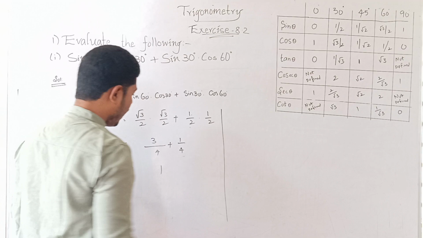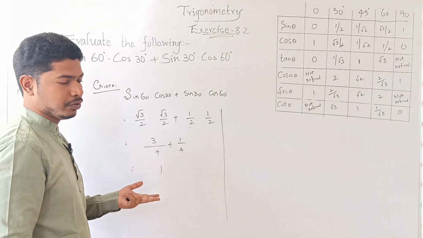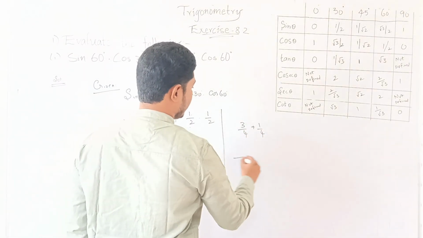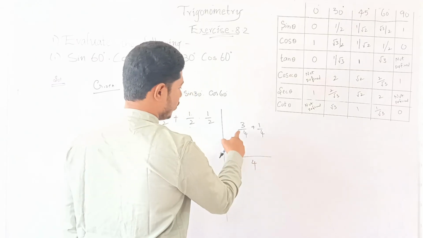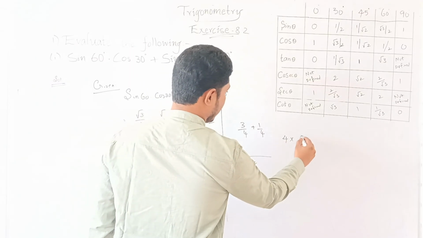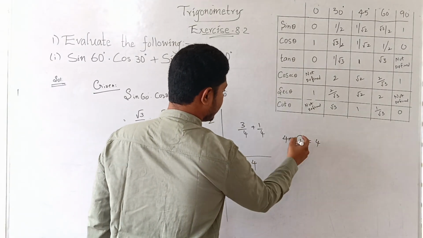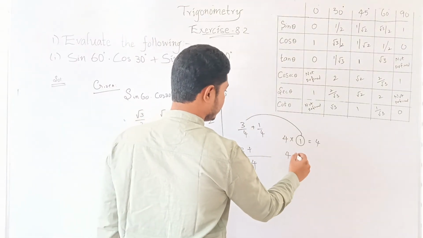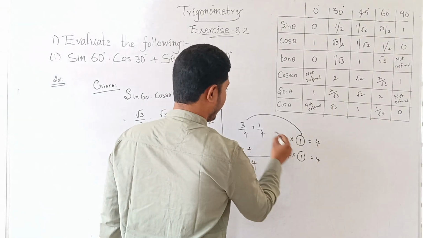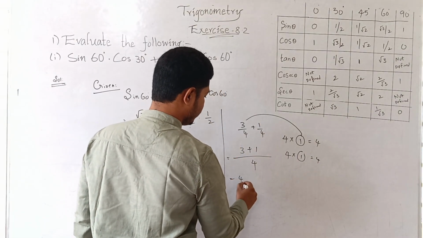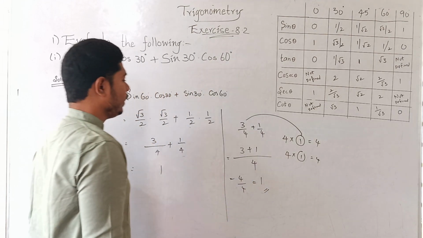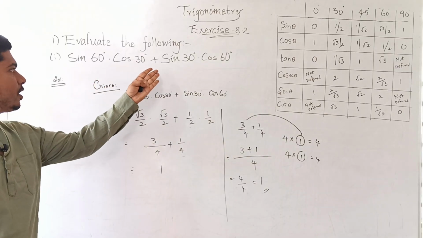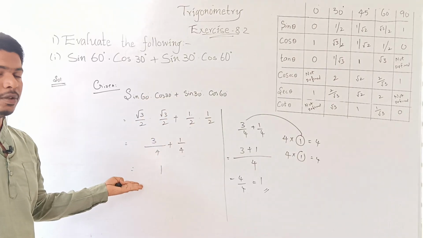See how 3 by 4 plus 1 by 4 is equal to 1, simple. Here it is 3 by 4 and 1 by 4. The LCM of 4 and 4 is 4. How many times do we calculate for 4? 1. This 1 into 3, 3. Plus again, here 4 into 4, 1. 1 into 1, 1. That is equal to 4 by 4, that is equal to 1. So this is the required answer for this question. Sin 60 into cos 30 plus sin 30 into cos 60, the value of this question is 1.